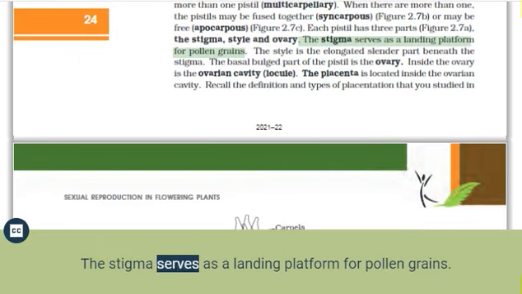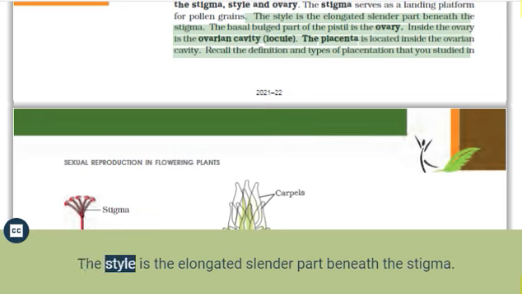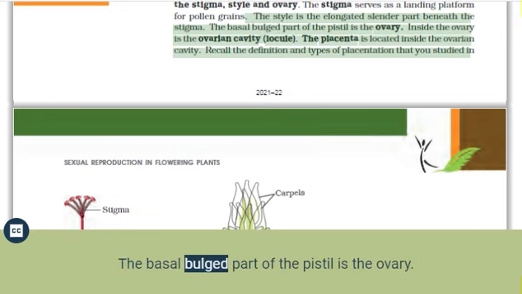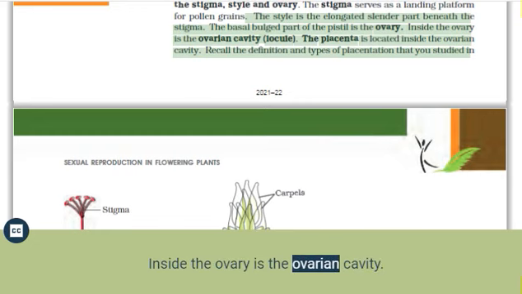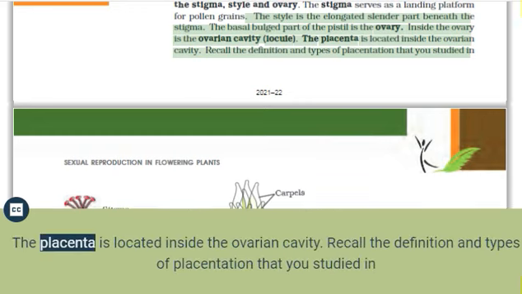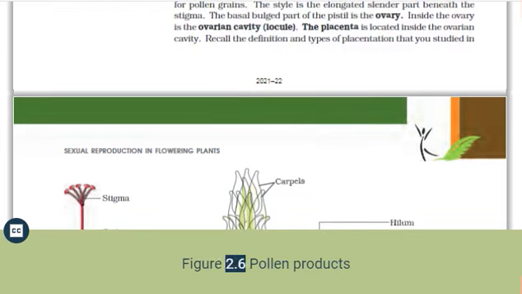The stigma serves as a landing platform for pollen grains. The style is the elongated slender part beneath the stigma. The basal bulged part of the pistil is the ovary. Inside the ovary is the ovarian cavity. The placenta is located inside the ovarian cavity. Recall the definition and types of placentation that you studied in Figure 2.6 Pollen products.